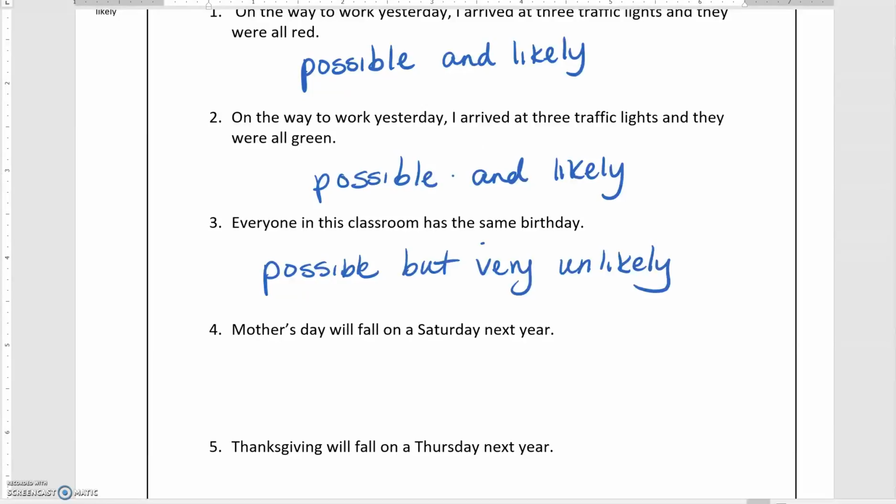Number 4 says Mother's Day will fall on a Saturday next year. Now this is one where we need to have a little bit of context, and it actually happens that Mother's Day is always on a Sunday. So the statement that Mother's Day will fall on a Saturday next year is impossible. That will never happen.